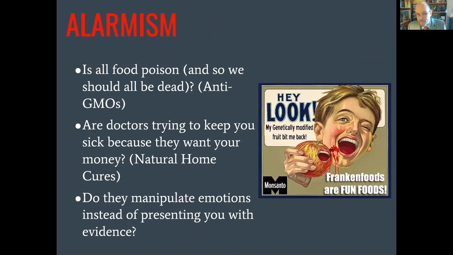If you see a lot of alarmism, like people saying all food is poison and so we should all be dead, like the anti-GMO people claim, or that doctors are trying to keep you sick because they want your money, like with natural home remedies and that kind of stuff. Do they manipulate emotions instead of presenting you with evidence, like this image on the right here does with Frankenfoods and that kind of stuff? That kind of alarmism is a pretty good indication that you're dealing with pseudoscience.